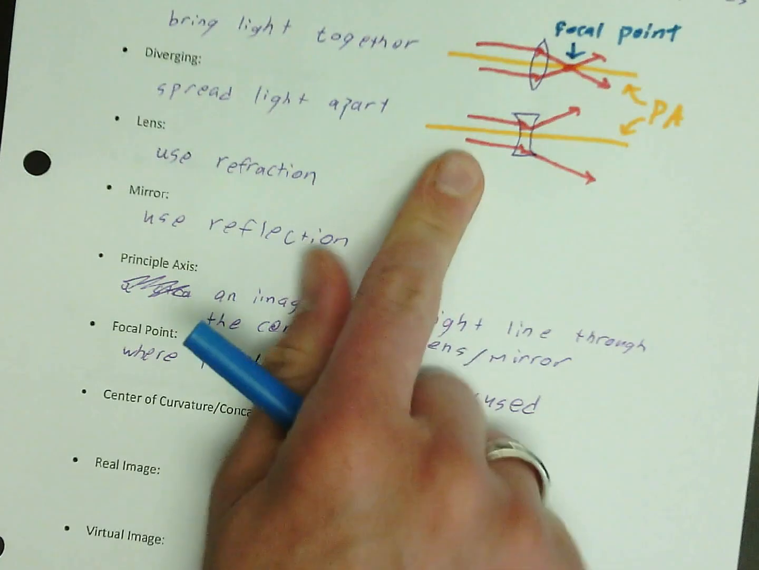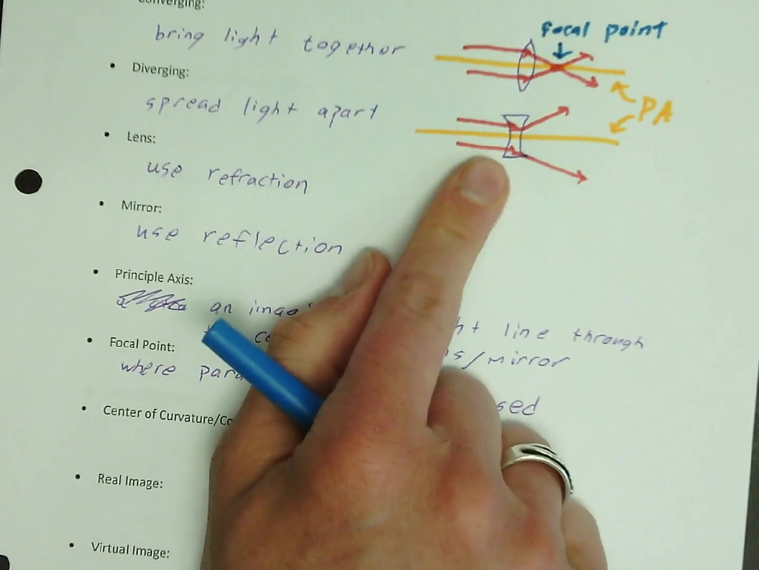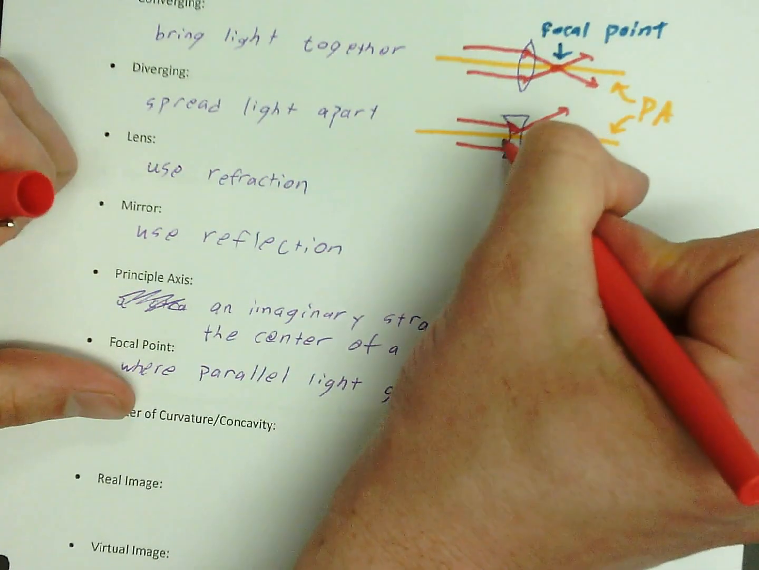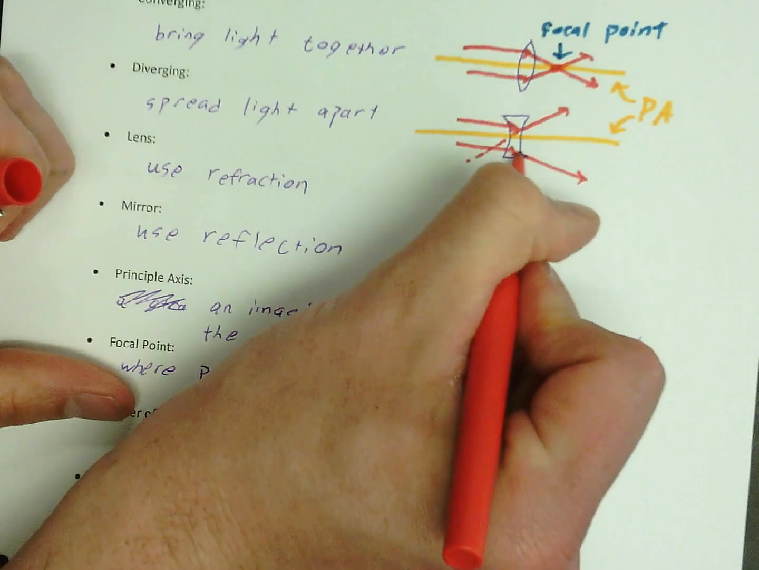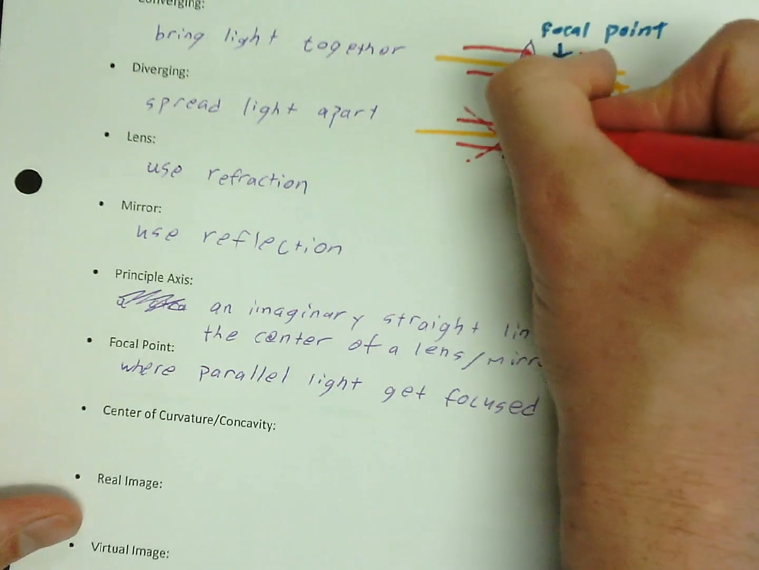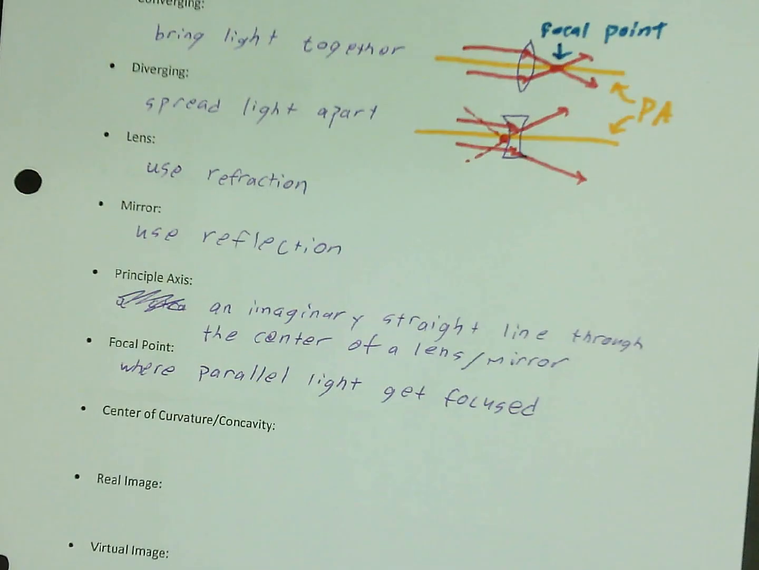Now, you're saying to yourself, Mr. B, this one didn't have light focused anywhere, so where's the focal point? It does have light focused. Backwards. I know, see? Exactly what I said.